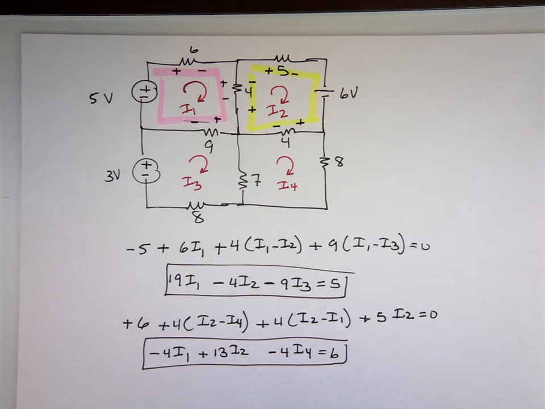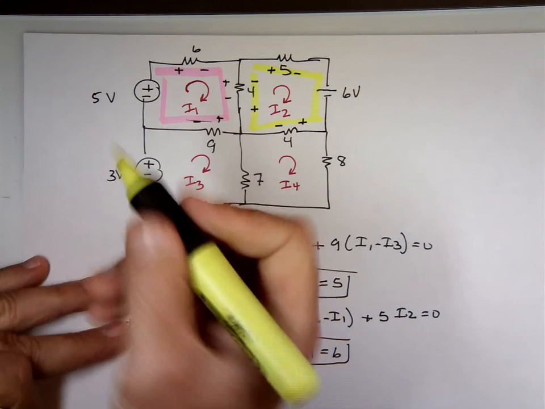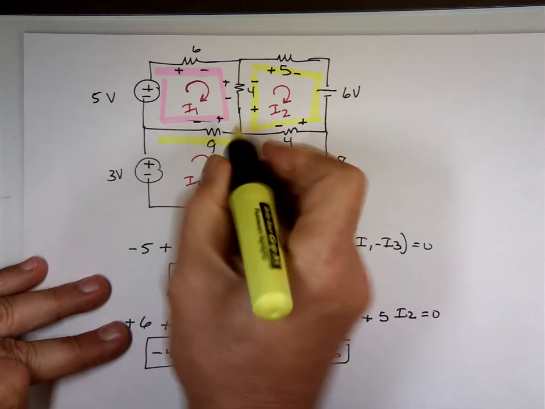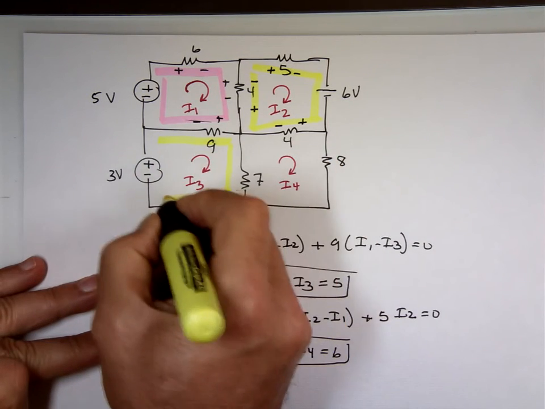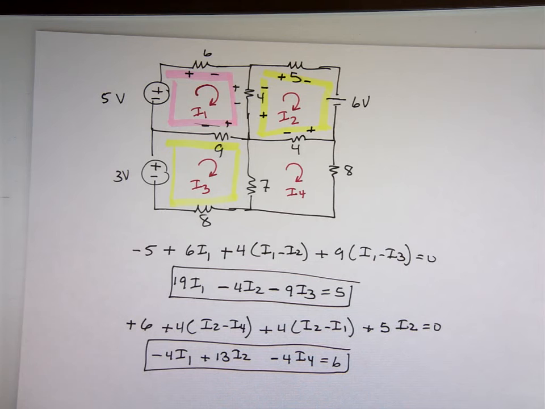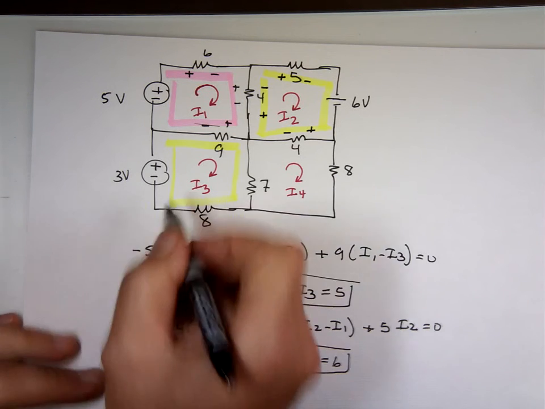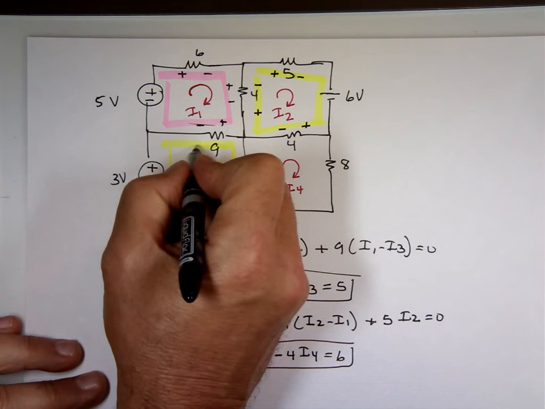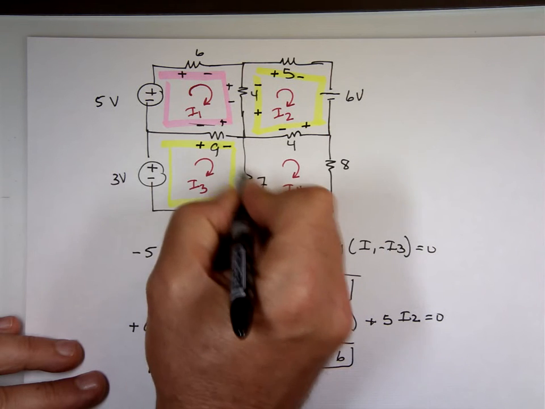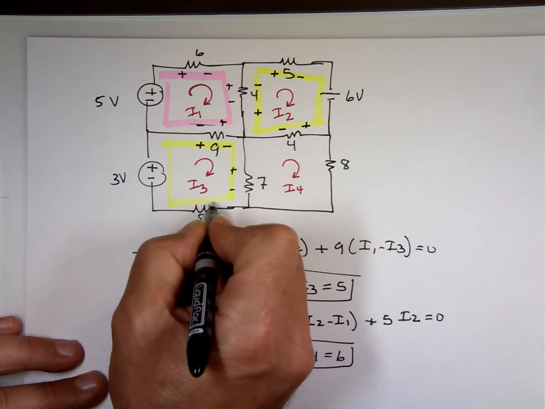I need two more equations. If you have four unknowns, you better have four equations. I can go this way. Travel this way, that's a closed loop. I'm going clockwise. Notice my arrow is going this way. So I'm going to hit this one plus to minus, this resistor plus to minus, plus to minus, the source minus to plus.